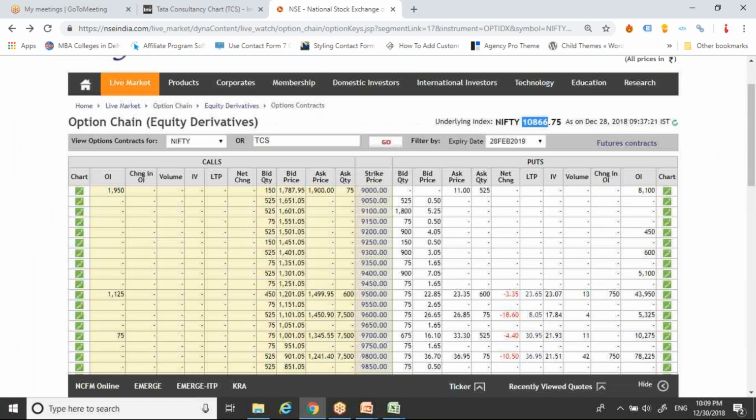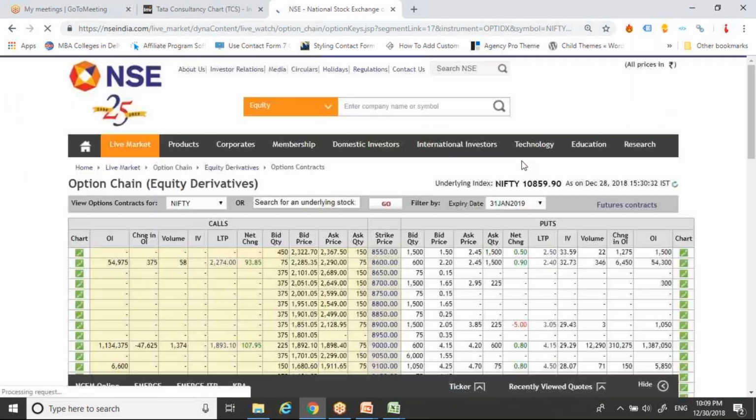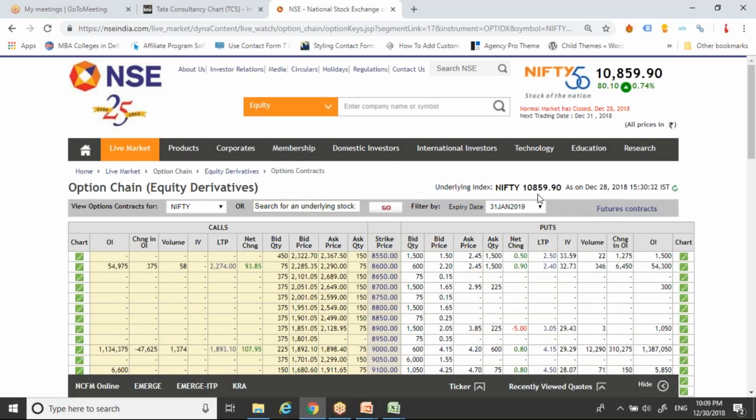So I take the January month contract. So till 31st January, I believe the market can go 500 points up or 500 points down. That is the maximum range. So 500 points maximum up and down. So that is the normal expectation.